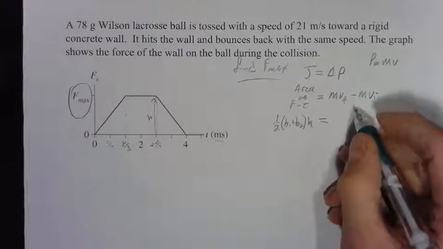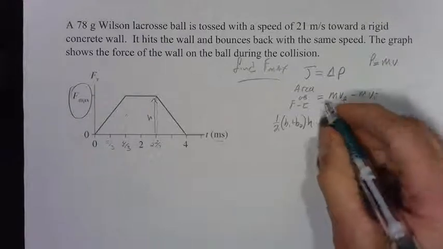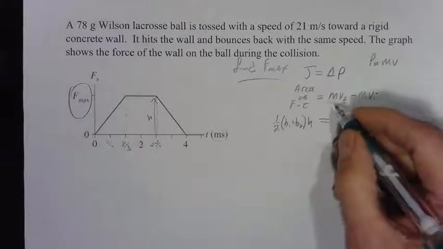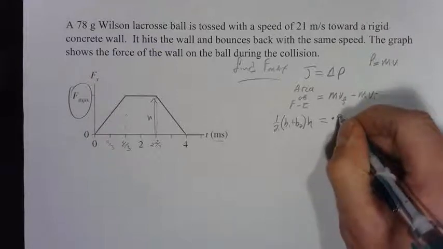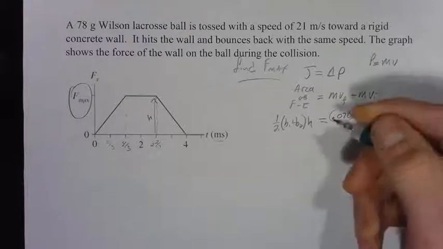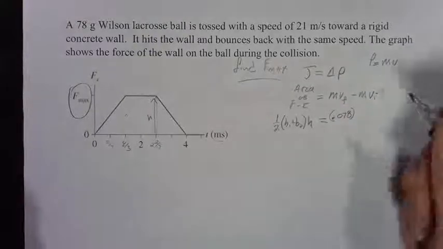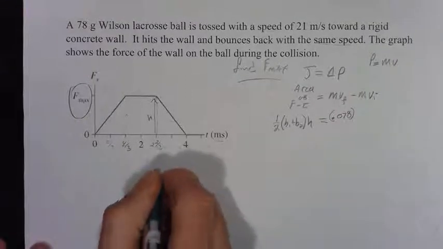What's this side of the equation? Well, it's got a 78-gram mass. We want this all to be in base units, so we need kilograms. So that's going to be 0.078 as the mass. The velocity final is 21, but which way? A before and after picture would have been nice.